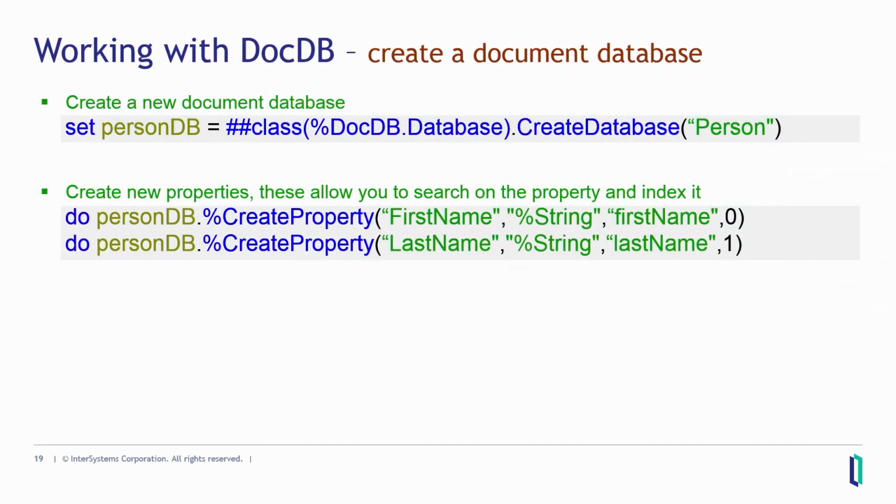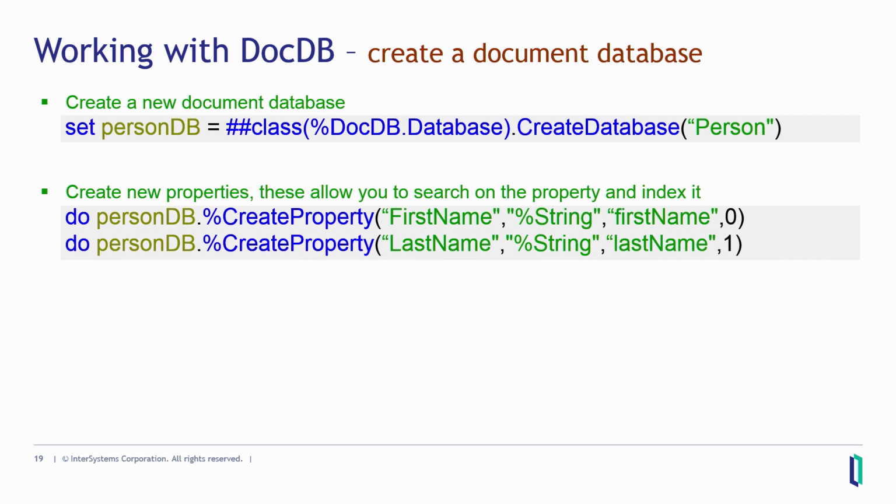So what I'm going to do now is just walk through the code to create a document database, create some indexes, store the document, and then we'll go into finding the documents. So right here, we've got our %docdb.database class. We're going to use the method createDatabase. The argument is person, that's the name of my database. Hit return, you now have a document database.